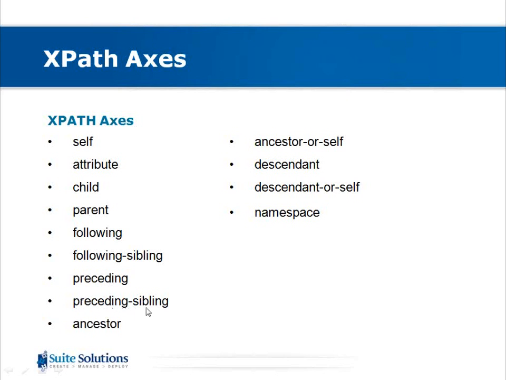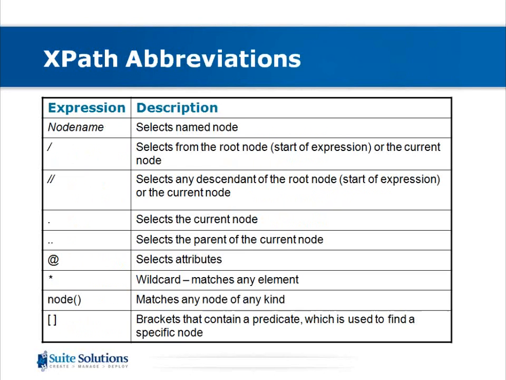So if you have 5 list items and you're looking at the 3rd list item, then the first 2 list items would be preceding siblings. Ancestor looks at any ancestor of the current node. Ancestor-or-self looks at any ancestor of the current node or the current node itself. The opposite is true for descendant. It looks all the way down into all of the descendants of this node, or all of the descendants starting with itself. Namespace looks at the namespace of the current node. That's generally not used all that much.